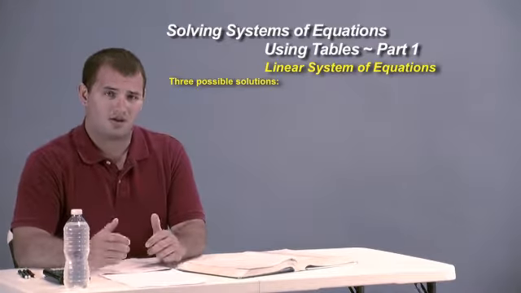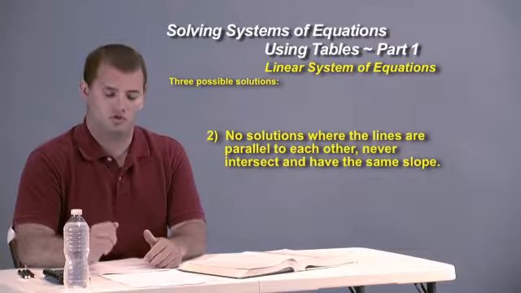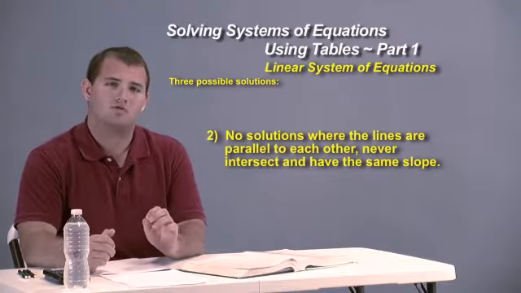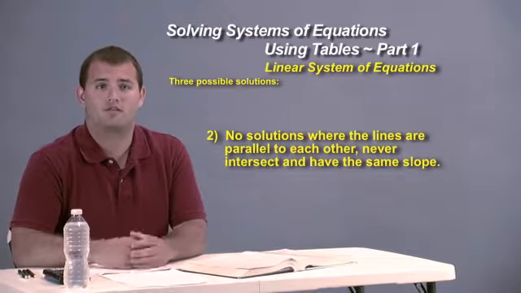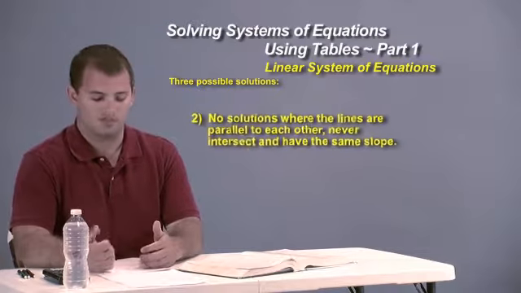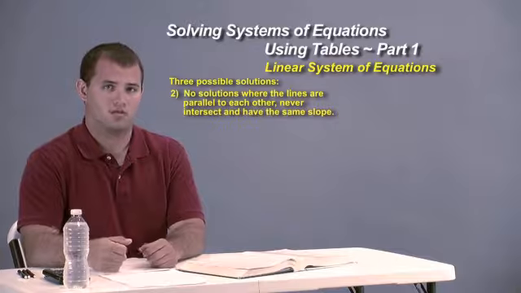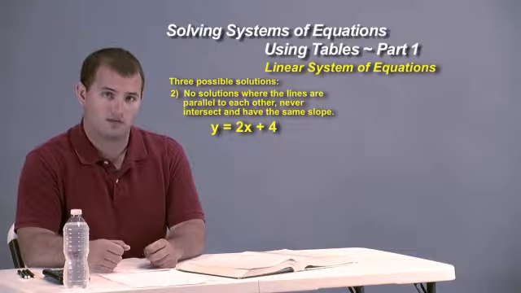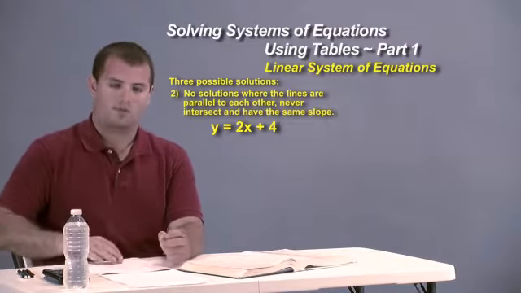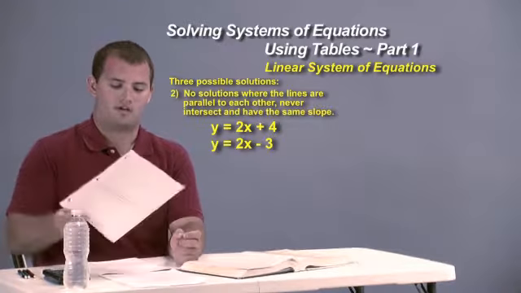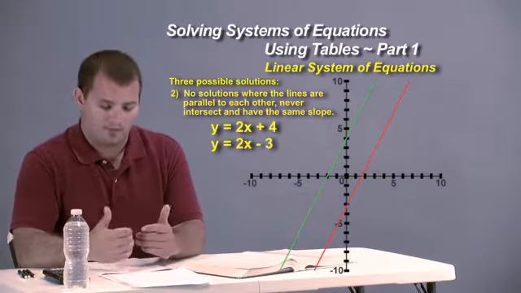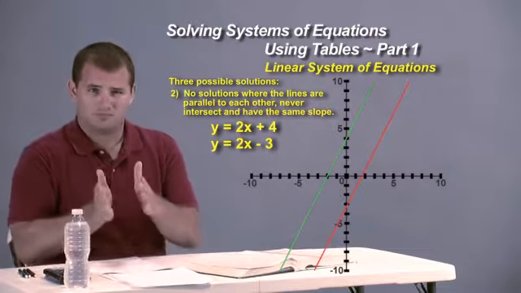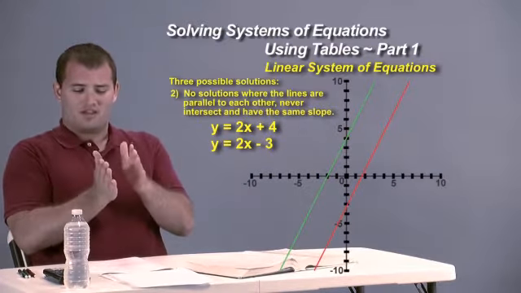The second possibility is there are no solutions, and this only happens when two lines are parallel to each other. Another way of thinking of this is that they have the same slope. Here's an example. One graph is modeled by y equals 2x plus 4, and the other graph is modeled by y equals 2x minus 3. Here's a graph of that. The two lines are running parallel. We can get a pretty general idea of that by looking at the lines.